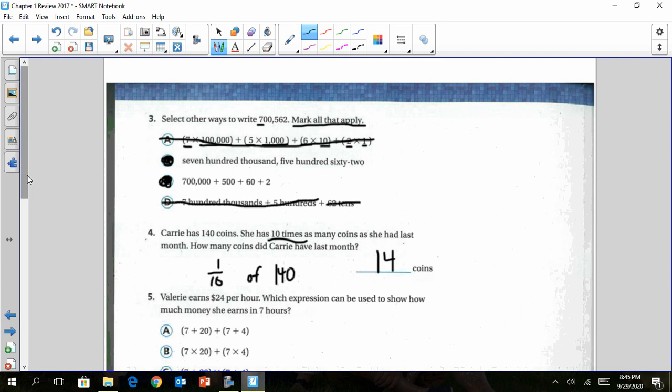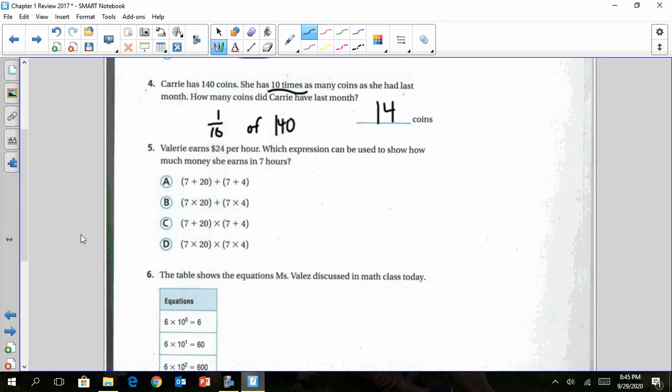Question number 5 is an expression problem. Valerie earns $24 per hour. Which expression can be used to show how much money she earns in 7 hours? So in order to solve this, anything times per hour would be multiplication. So we're really doing 24 times 7. But in order to solve this, they want you to show the distributive property. Okay, instead of just multiplying 7 times 24, we want to represent the distributive property.